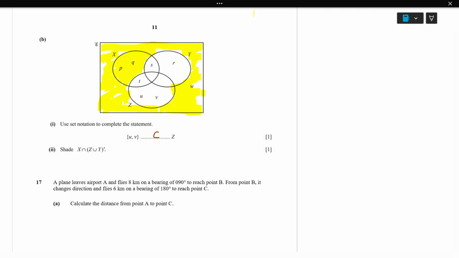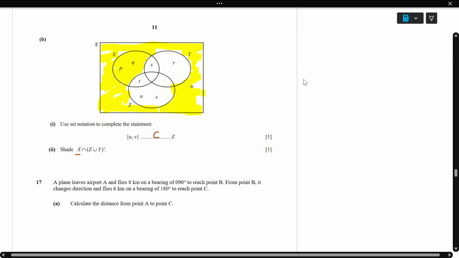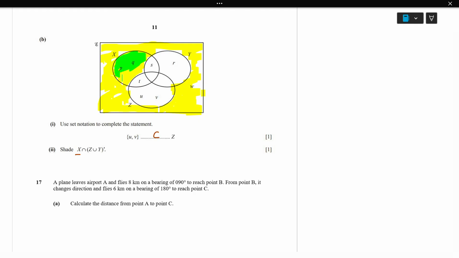Now the next part is saying intersect with X. Intersect with X, so we get this whole part with the common point. This area is the common area. So you need to shade only the green area, which I am doing in green. So only this area is the correct answer.